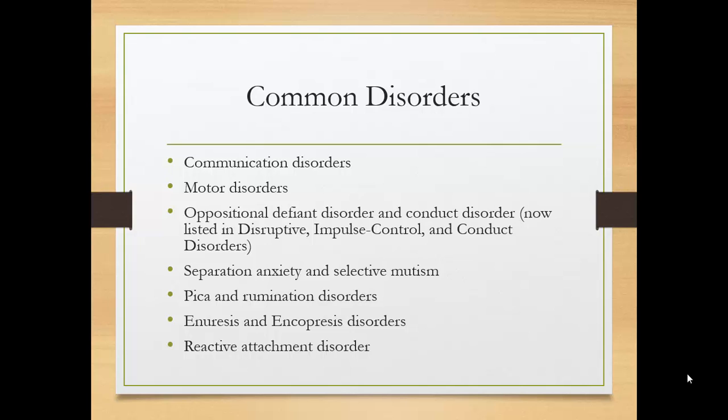And then reactive attachment disorder, which we discussed briefly in class. That's another disorder that's often diagnosed in children. What's interesting about reactive attachment disorder is it has very antisocial symptoms. And so some people suspect that people who have reactive attachment disorder may actually grow up to become people who are diagnosed, in some cases, certainly not in all cases, with antisocial personality disorder.